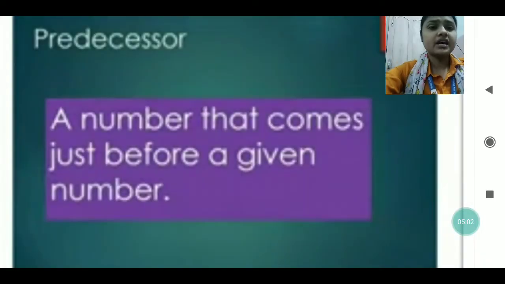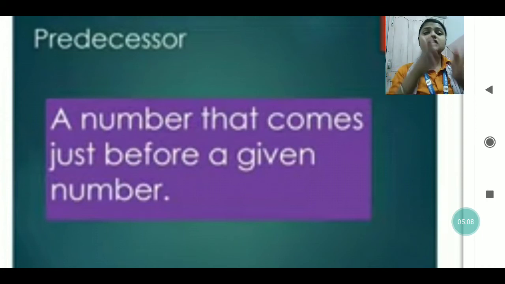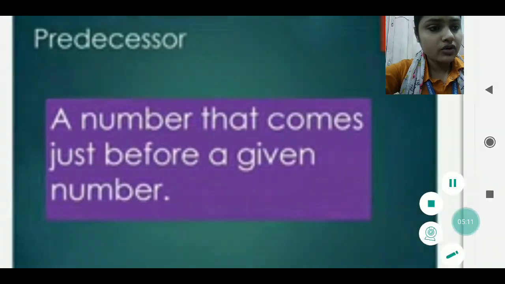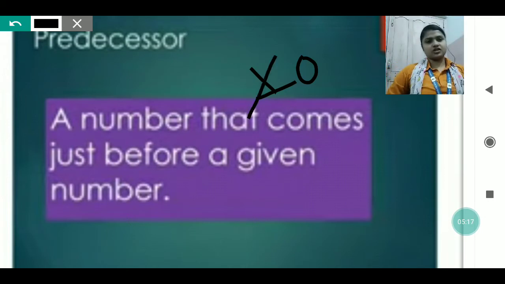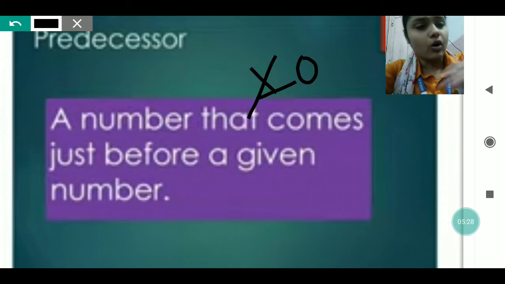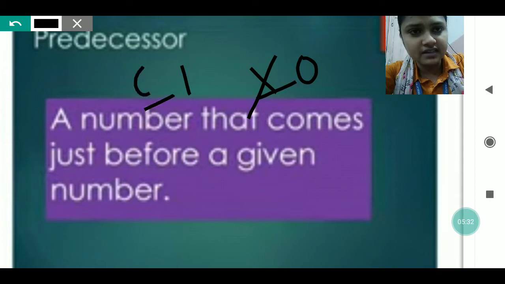In the same way, here is the predecessor, a number that comes just before a given number. So you will say, Miss, what is the predecessor of 0? 0 does not have any predecessor. In successor we have learned that every number has a successor, but in predecessor 0 does not have one, because before 0 nothing is coming. Although all the rest have a predecessor, even 1 has the predecessor, that is 0.